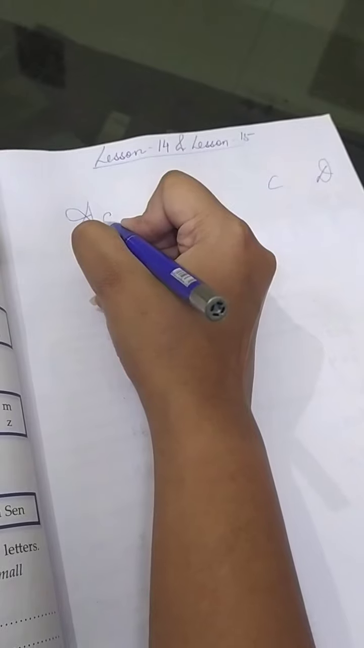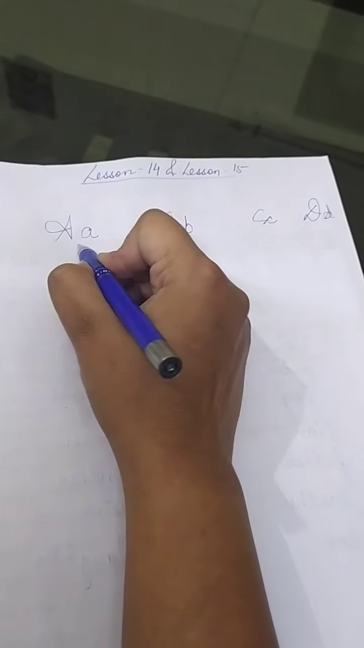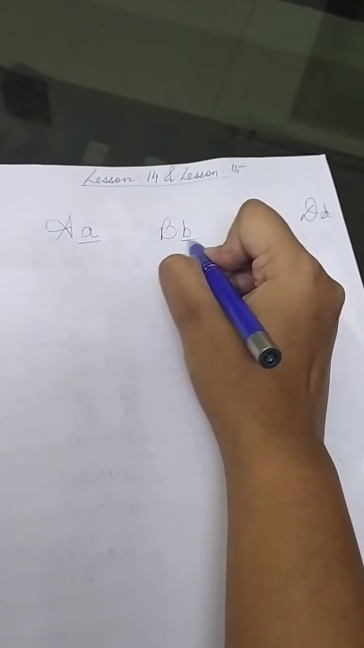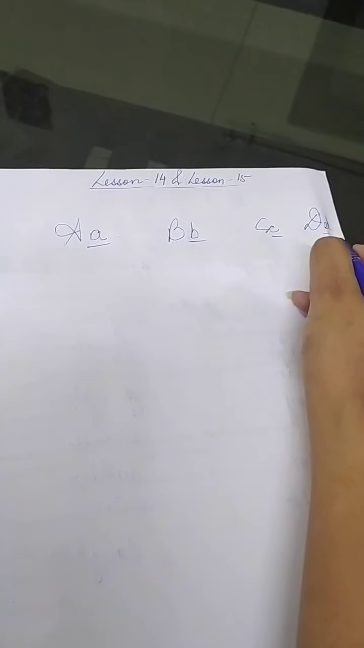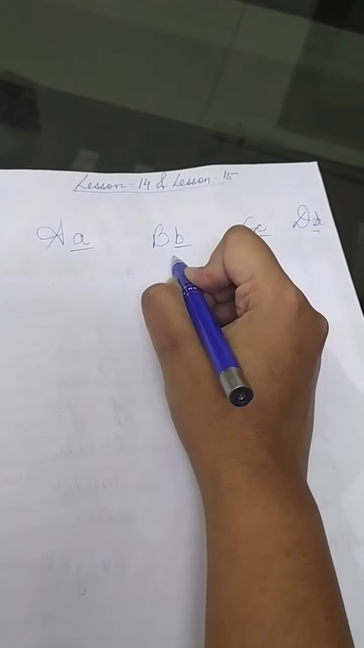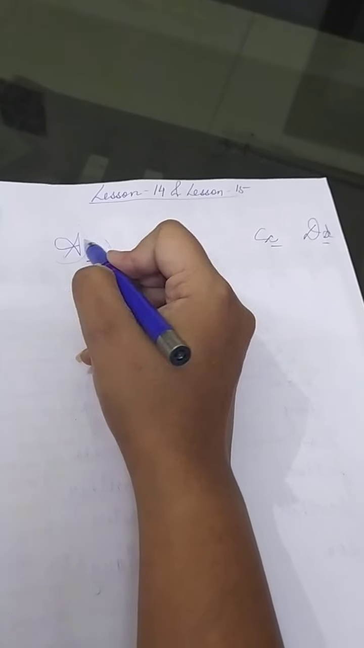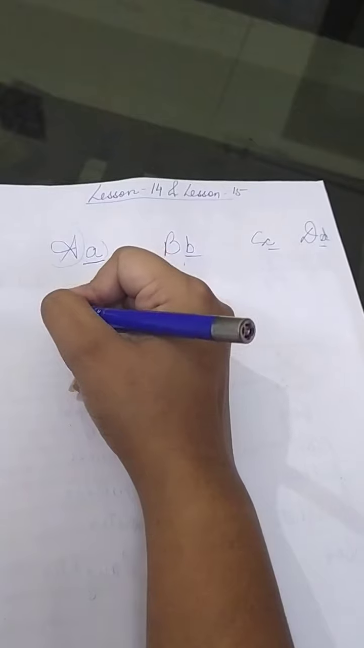And what about this? A, B, C and D. What is this? This is your small letter. This is your small letter. Yes? Okay. Now are you clear what is a capital letter and what is a small letter? This is your capital letter and this is your small letter. You all have learned this in LKG.